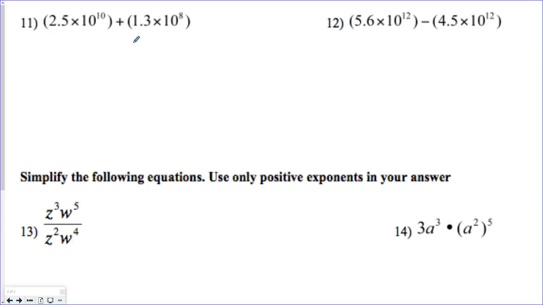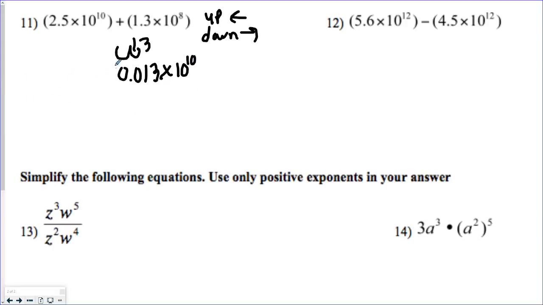So the way you do that is you take your decimal point, and it's kind of like going into scientific notation. If you want to make the exponent go up, what you do is you move the decimal point to the left. If you want to make the exponent go down, what you do is you move the decimal point to the right. So I want to make this 8 go up to a 10. So I'm going to move my decimal up twice, 1, 2. So it's going to be 0.013 times 10 to the 10th.